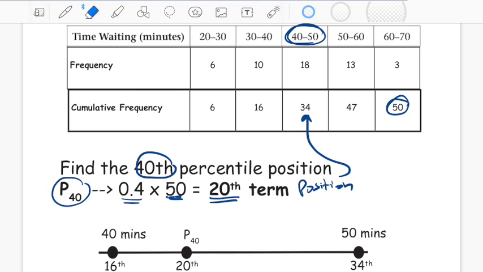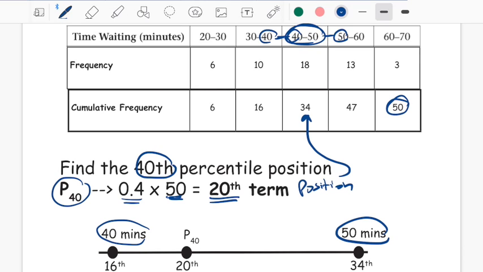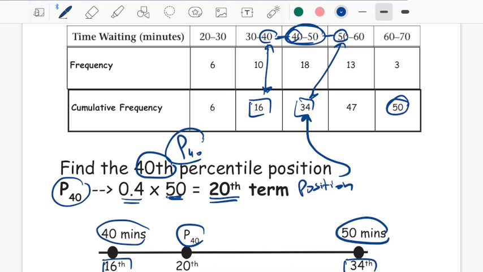Now we have to take this class. The midpoint between this is 40, so you write 40 minutes. The midpoint of the next is 50, so you write 50 minutes. Now you're looking for P40, so you write P40 here. And for the position, you write 16 for the 40 minutes, and you write 34 for the 50 minutes. Now this is what I'm looking for. I know the position is on the bottom, so I'm writing the position 20 here.